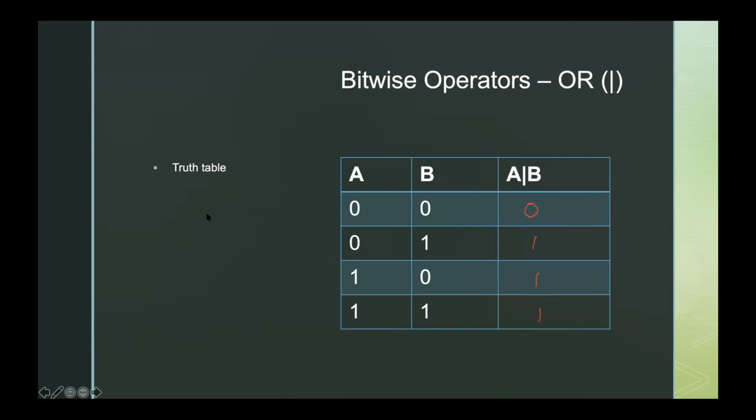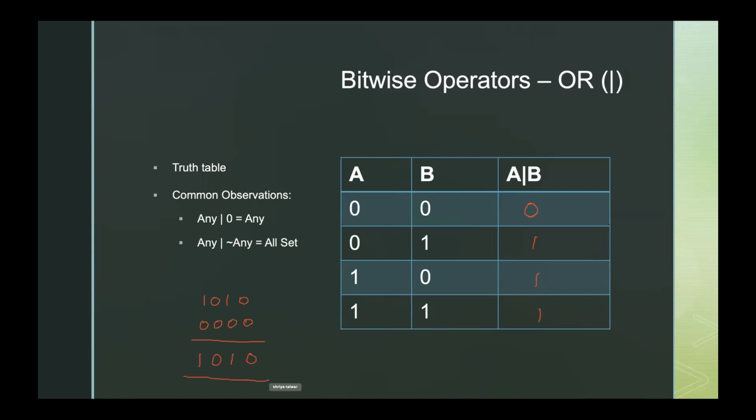Okay. Now, some properties of this operator. Whenever we perform OR of any number with 0, it will result in the same number. Let me explain how. If we have a number like this and we perform its OR operation with 0, since either of the bits is set, this will return 1. If no bit is set, it will return 0, and if one bit is set, it will return 1. So we are going to get the same number. And if we do the OR of a number with its complement, it will result in a number with all the bits set, because either of the bits is going to be 1.